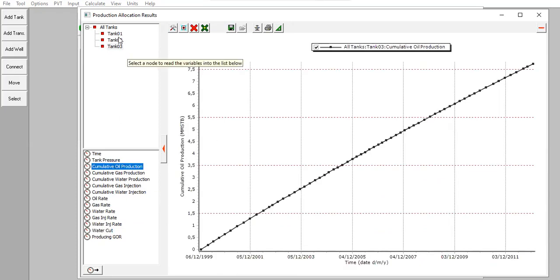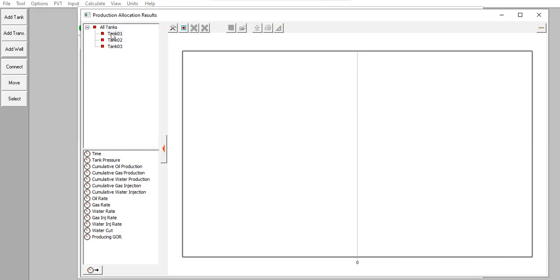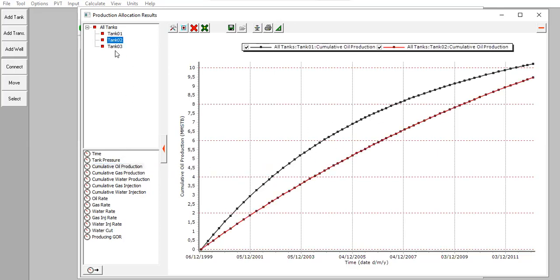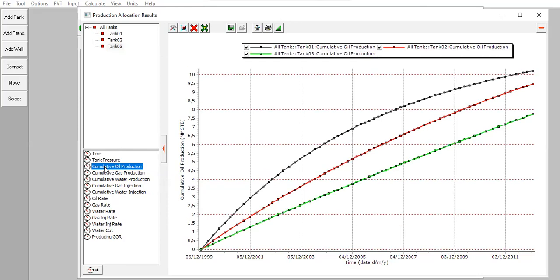Again, cumulative oil production from tank 1, or remove all first. Tank 1, cumulative oil production. Tank 2, cumulative oil production. Tank 3, cumulative oil production. Why will we get the highest cumulative oil production from tank 1? You can see that, again, the productivity index from tank 1 is the highest compared to the second tank and third tank. And that is also why we will have oil decline faster in tank 1.